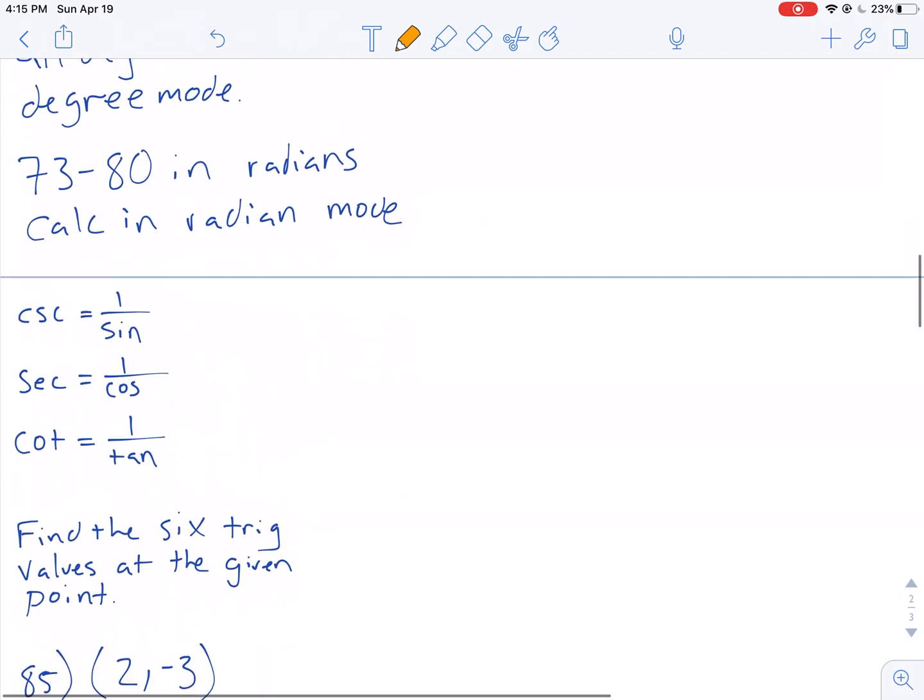And again, as a reminder, when you plug in cosecant on your calculator, you'll do 1 divided by the sine. When you do secant on your calculator, you'll do 1 divided by the cosine. And when you do cotangent on your calculator, you'll do 1 divided by the tangent.